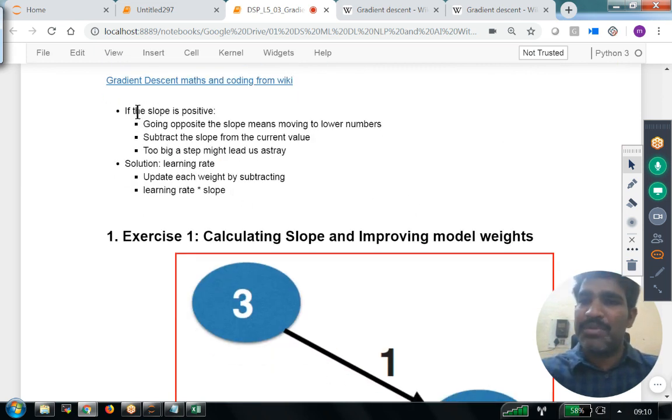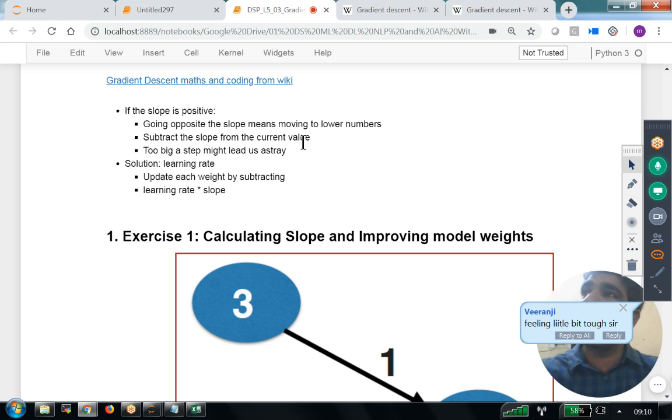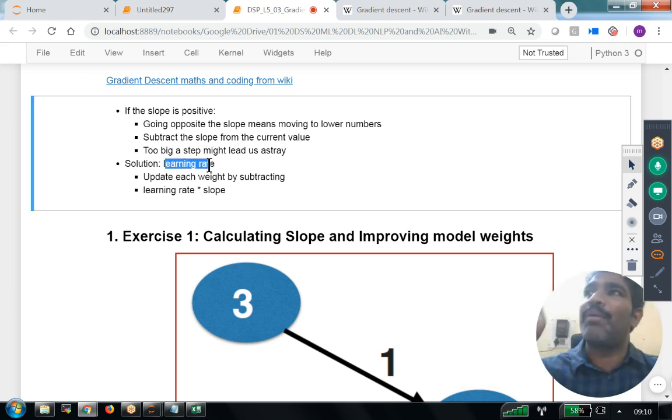Now, from the above steps, what you understand in theory is that if the slope is positive, going opposite the slope means moving to the lower numbers. If you subtract the slope from the current value directly, then it's a problem: you take too long a step. Too big a step might make us miss the actual minimal point. The solution is to use a learning rate. The learning rate is nothing but gamma, 0.01 or whatever you take. That is called gamma, our step size multiplier. Now update each weight by subtracting the learning rate times the slope we calculated.